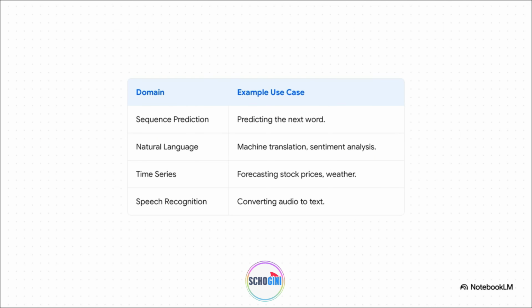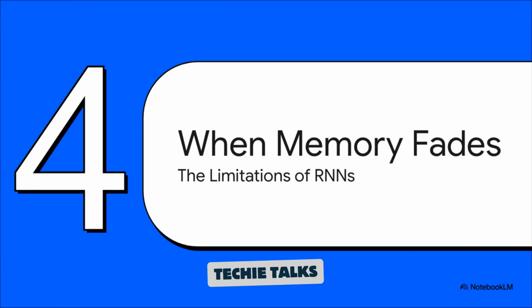And this super simple idea, it's incredibly powerful. Yeah, it's behind your phone's predictive text, but it's also the engine for things like machine translation, forecasting the stock market, or even understanding your voice to turn it into text. Basically, if you have a problem that involves a pattern unfolding over time, an RNN is probably the tool for the job. But here's the thing.